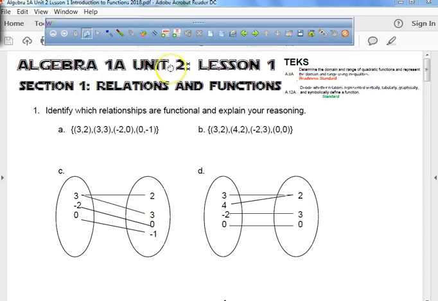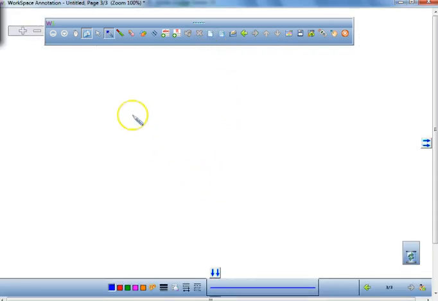Today we're starting Unit 2, Lesson 1. We're going to be talking about relations and functions. So what I'd like you guys to do is title in your journal, Relations and Functions. And right now we're going to do a very, very common function. Okay? We're going to write y equals 7.5x.